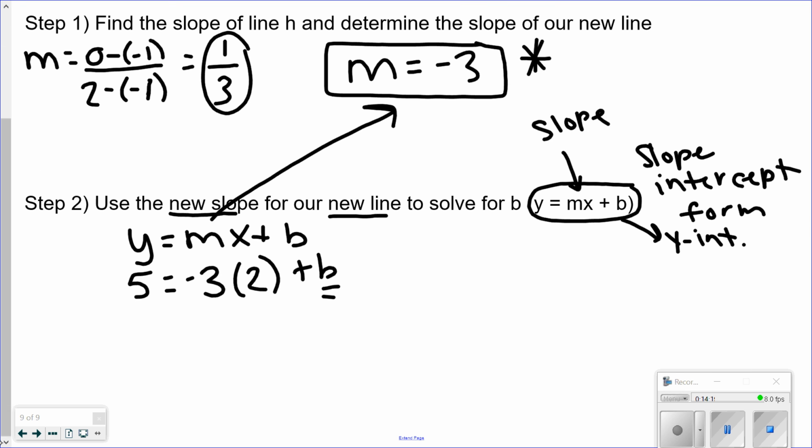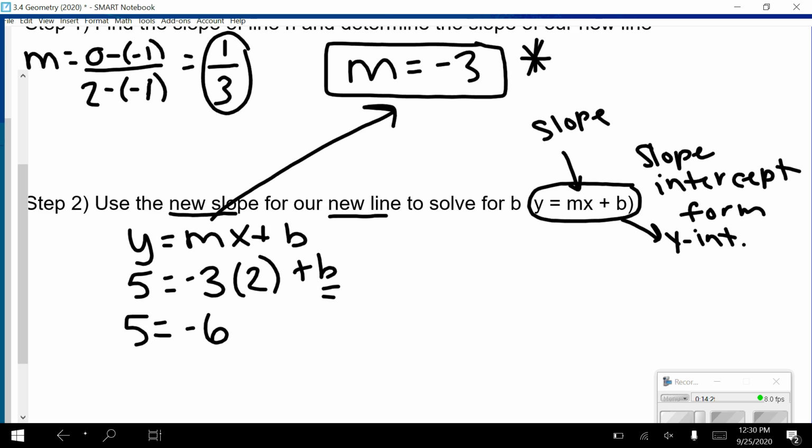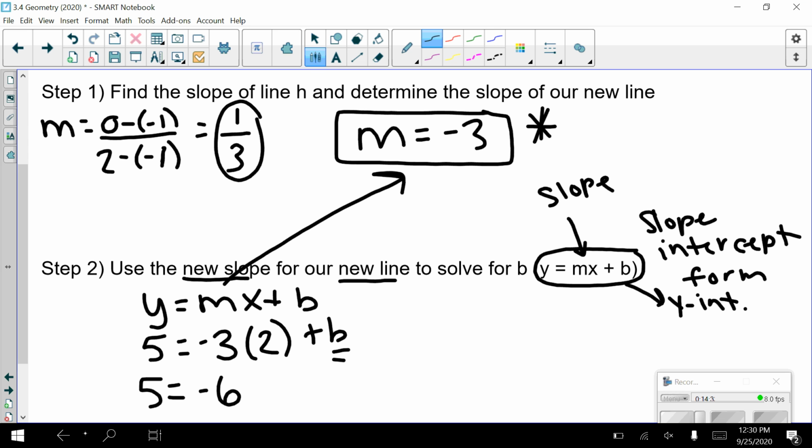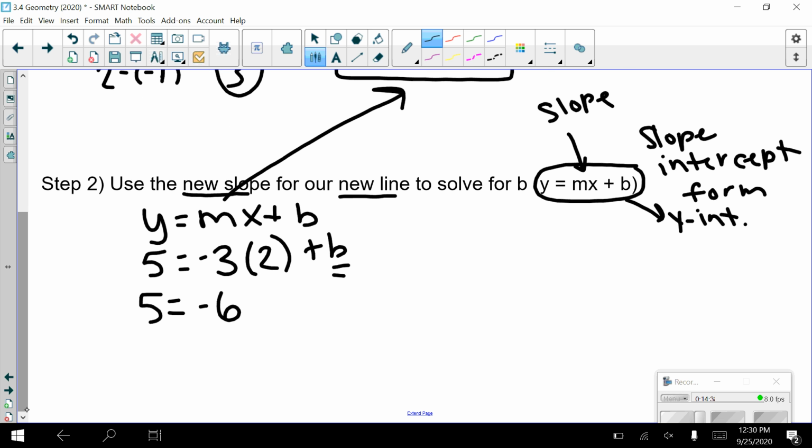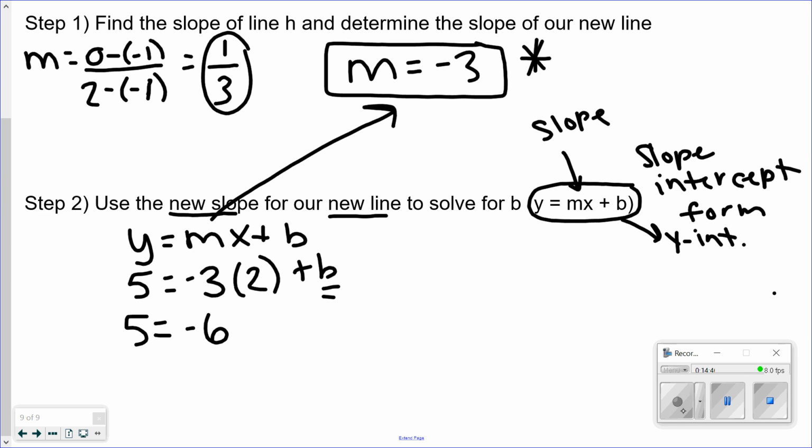So 5 is equal to -3 times 2, which is -6. Oops. Oh no, I'm sorry, my screen went a little crazy for a second. So -3 times 2 is -6 plus b.